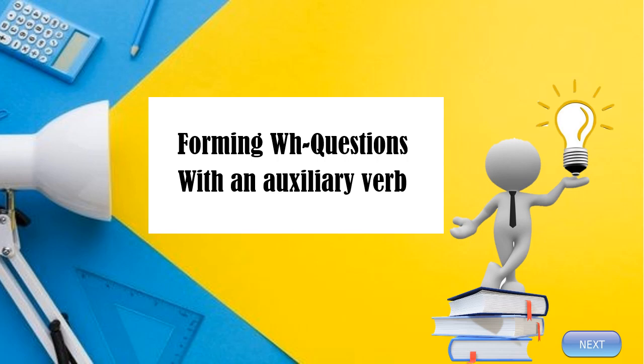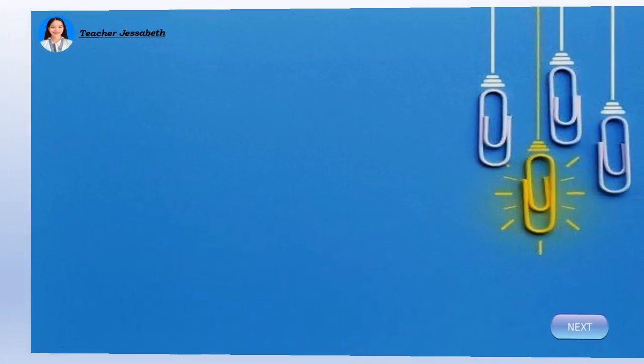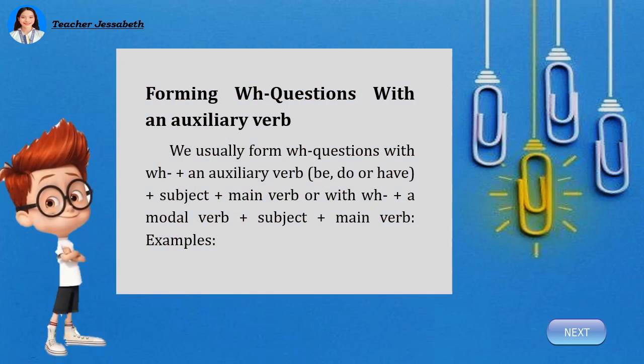Alright, since we're done with forming WH questions, definitions, and examples, let's jump to forming WH questions with an auxiliary verb. We usually form WH questions with WH plus an auxiliary verb, be, do, or have, plus subject plus main verb, or with WH plus a modal verb plus subject plus main verb.